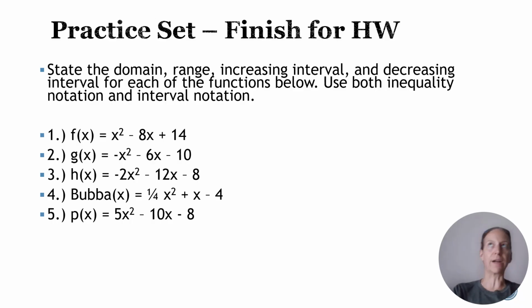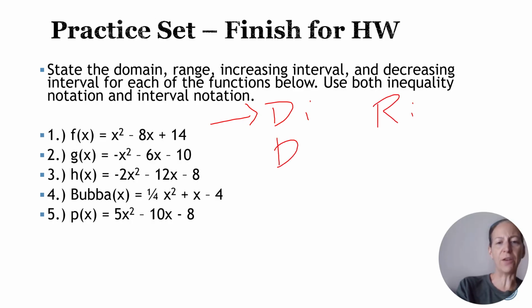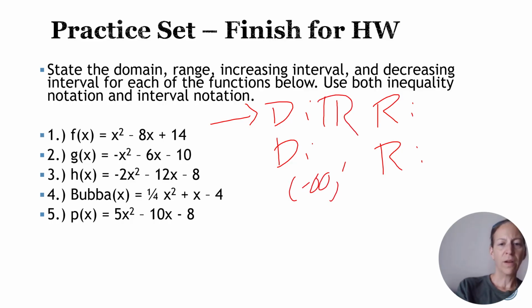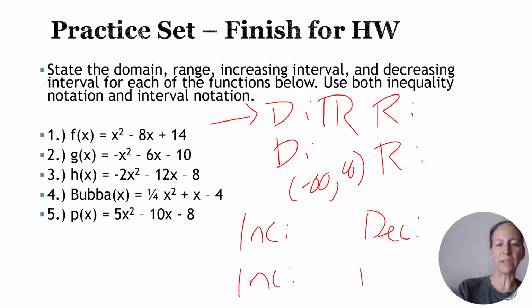So finish this for homework, or I guess if you're watching this video, you're probably doing the whole thing for homework. State the domain, range, increasing interval, and decreasing interval for each of the functions below. Use both inequality notation and interval notation. So for example, for this first one, you would have domain and range for inequality, and then domain and range for your interval. Your domain for all of them is all real numbers. Then your range would be something else, and then you'd have increasing and decreasing in one notation and increasing and decreasing in the other notation.